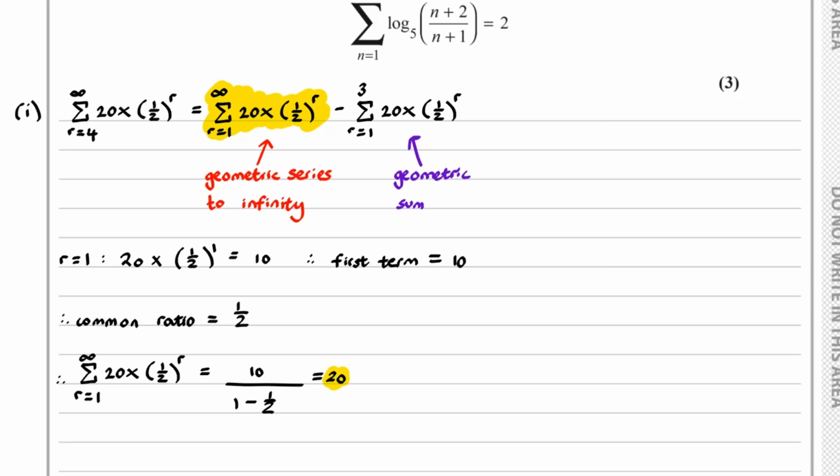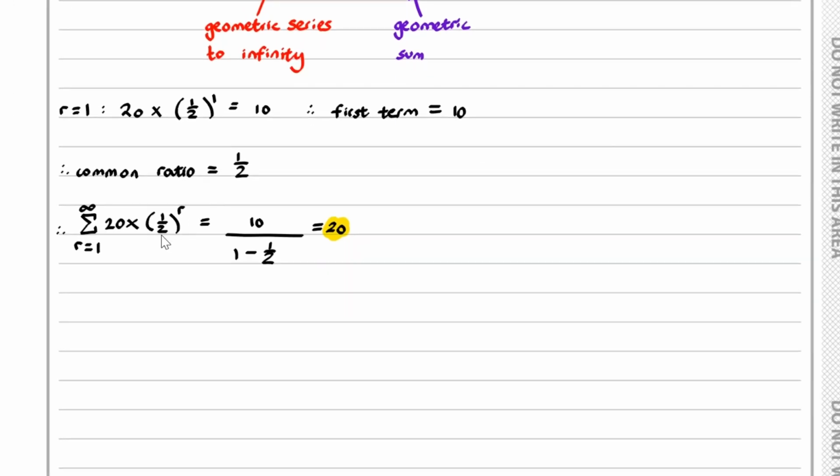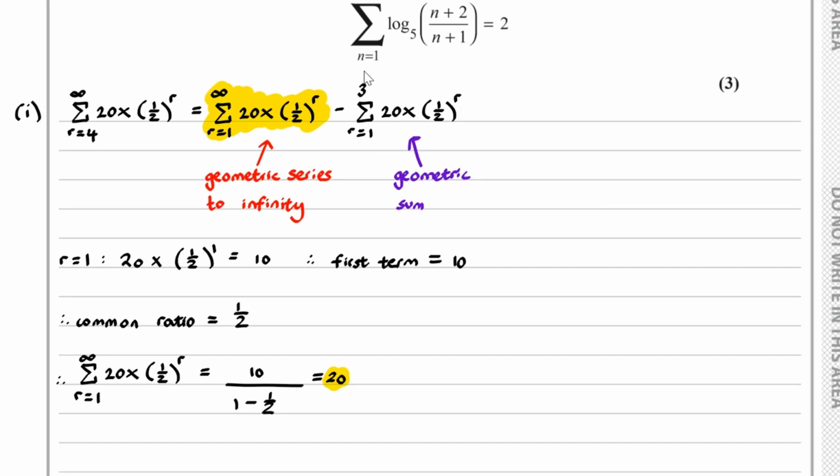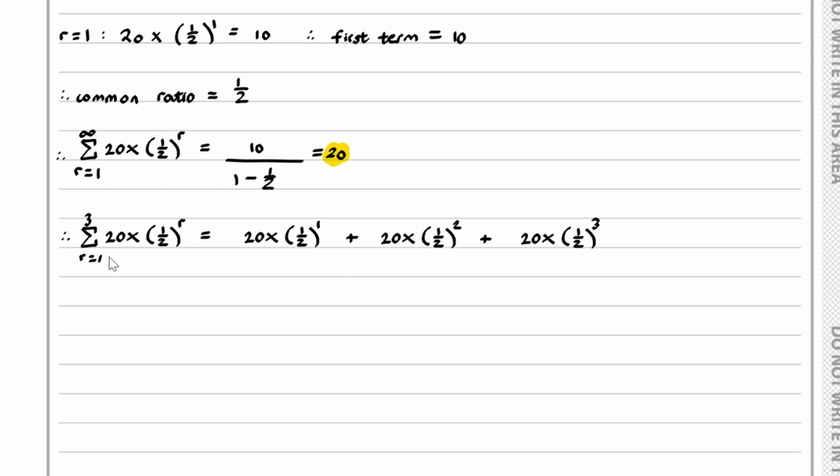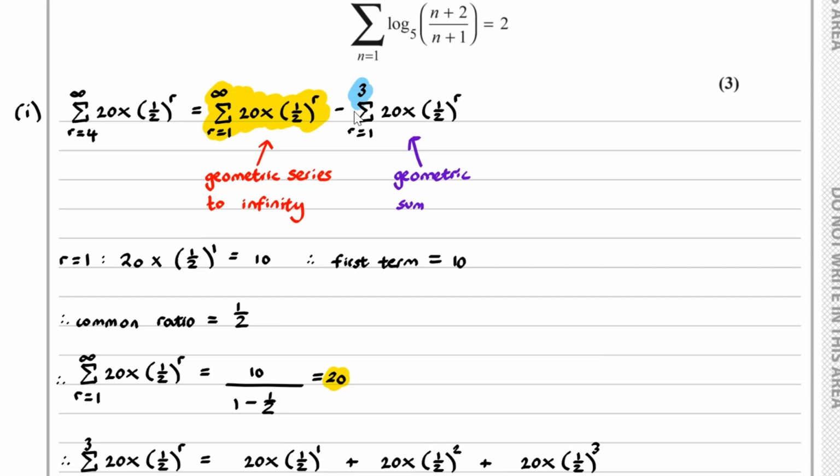Okay, and now for the first three terms, we have the following. We have the sum of the first three terms. We have the first term plus the second term plus the third term. And if we work all of this out, it turns out we get 35/2. So this bit over here corresponds to the sum of the first three terms.